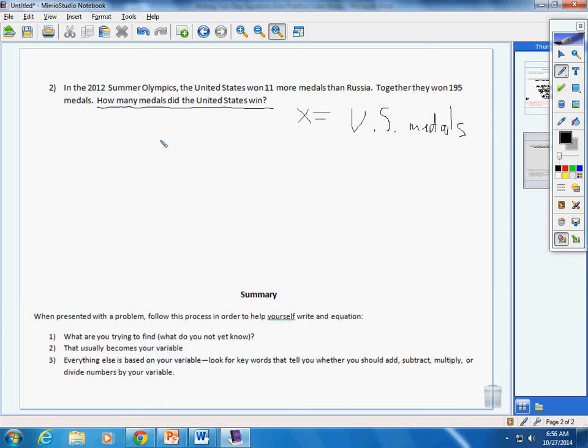Well, if X is the US medals, how do we represent the number of medals that Russia won? Well, X is just a number, okay? So if the US won 11 more than Russia, that also means that Russia won 11 less than the US, right? So in order to represent that with an expression, you would just say X minus 11, and that equals Russian medals.